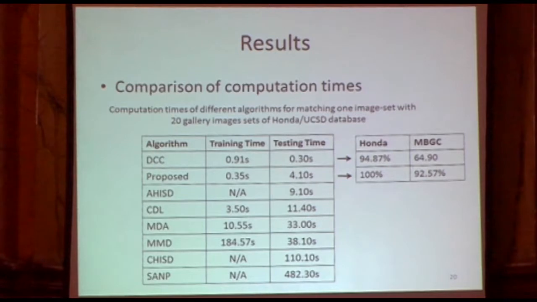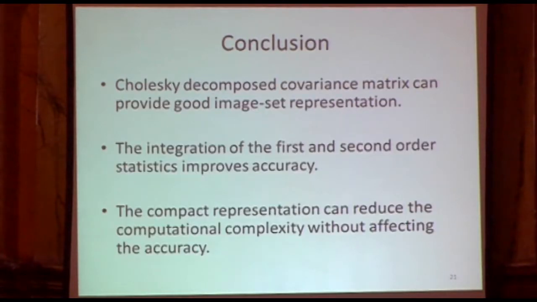We also compared the computation times with the previous algorithms, and the only faster algorithm than our proposed method is the DCC. However, its generalization ability on different databases is lower than our algorithm. So in conclusion, we can say that the Cholesky decomposed covariance matrix can be used as a good image set representation. And the integration of first order and second order statistics improves accuracy, and our algorithm also takes less time than the previous methods.